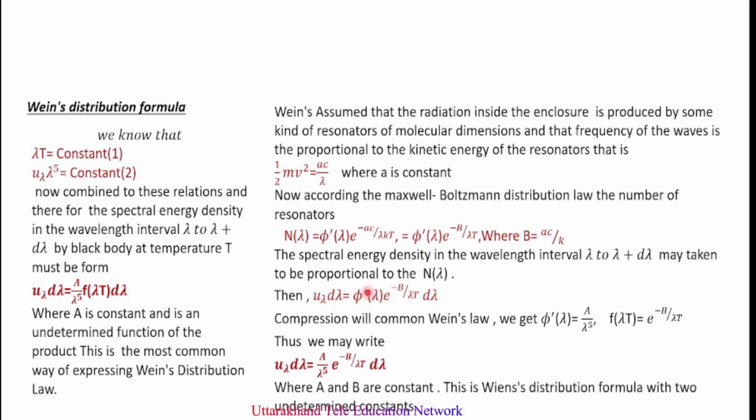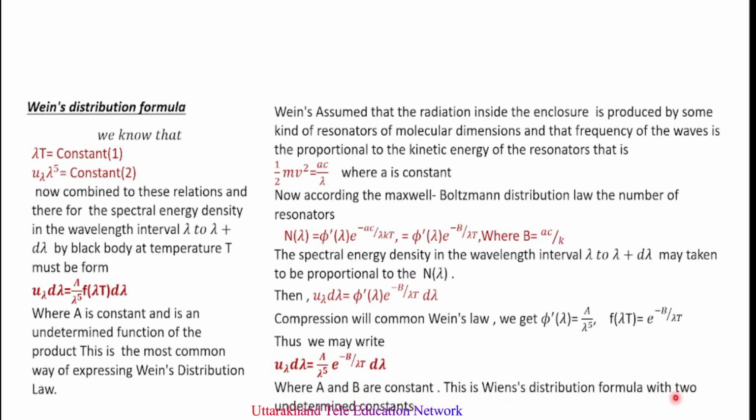Now comparing this equation with the general equation, we get phi dash lambda equal to A upon lambda to the power 5, and the function of lambda T equal to minus B upon lambda T. Putting these values in the equation, we write u lambda d lambda equals A upon lambda to the power 5 e to the power minus B upon lambda T into d lambda. This is Wien's distribution law with two constants A and B.